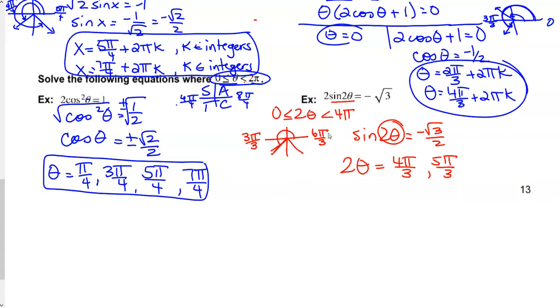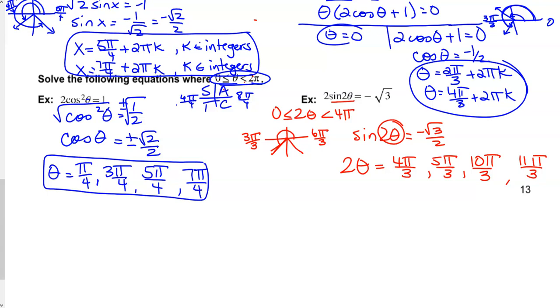Well, all the way around in a 60-degree angle is 6 pi over 3. So if I'm at 4 pi over 3 and I need to add on 2 pi, I'm adding on 6 pi over 3 for a common denominator. 4 pi over 3 plus 6 pi over 3 is 10 pi over 3. And adding 6 pi over 3 to this 5 pi over 3 to get it second time around gives me 11 pi over 3.